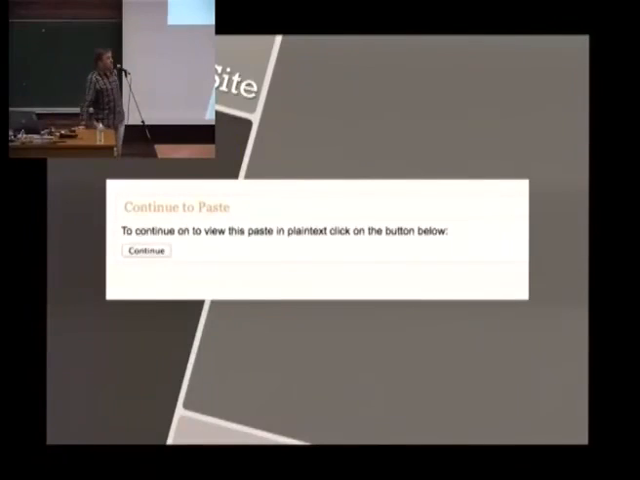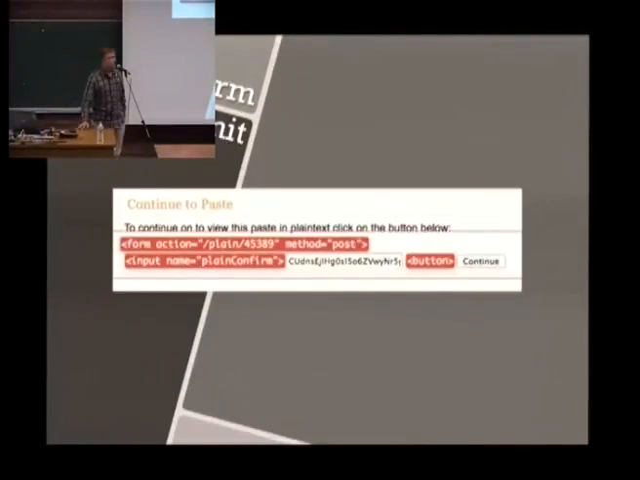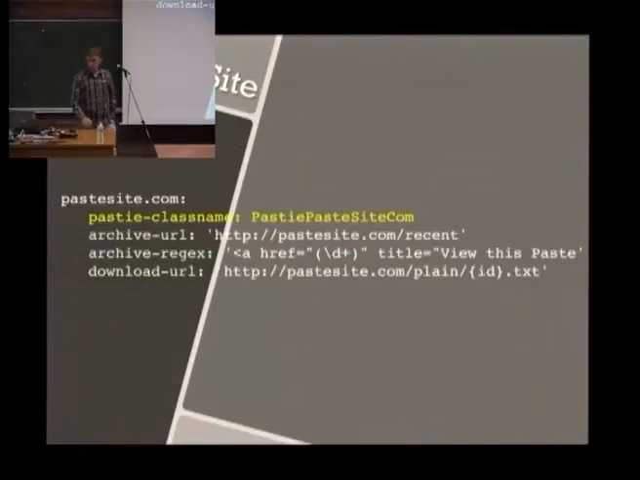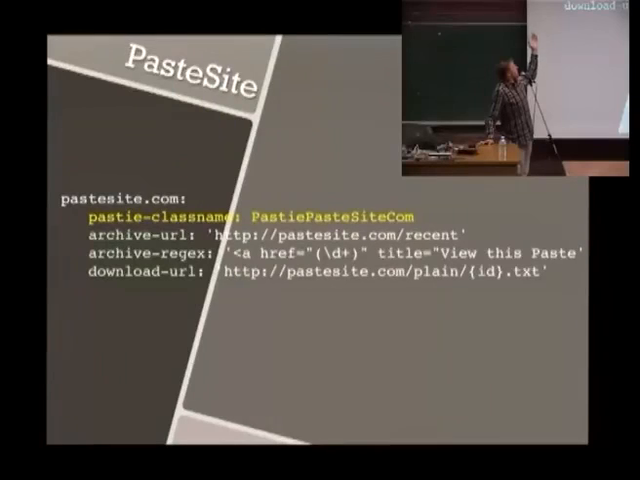The paste site has this example, and you can see that there's a unique confirmation key for each request. To solve this issue, I enabled a dynamic configuration of downloads features. So for the paste site, I have a separate class in my configuration. That's in the YAML configuration.